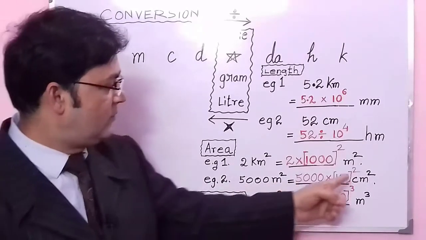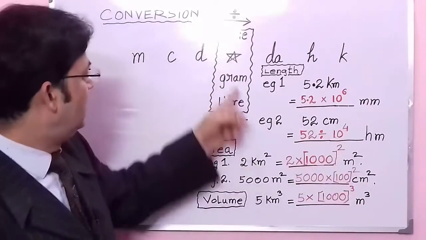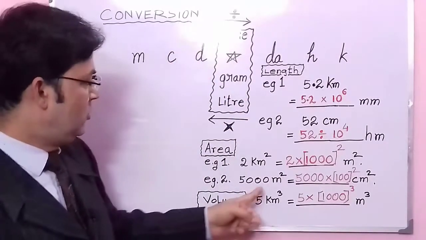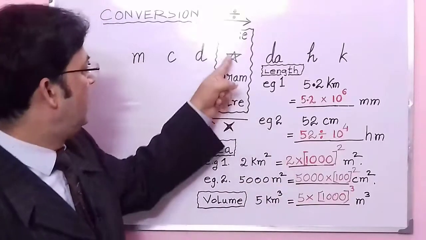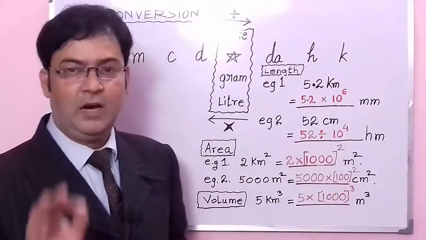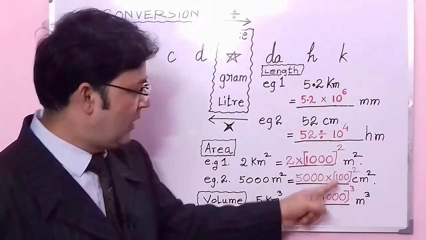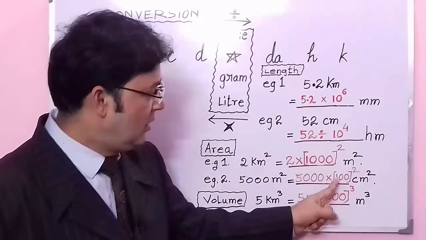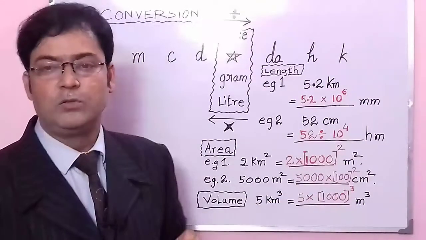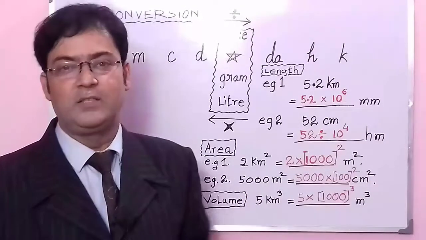Let's see another one. 5000 square meter to square centimeter. Here, square meter to centimeter square. You go in this direction, which means you multiply. 10, 100. You multiply by 100 squared. It is area, so 100 squared. So you will get 4 zeros here: 100 into 100. 4 zeros, and already 3 zeros are there. In total 7 zeros. 5 and 7 zeros square centimeter.